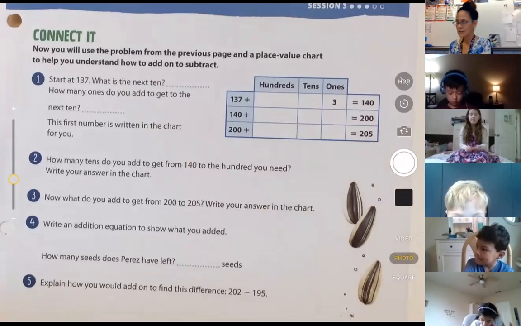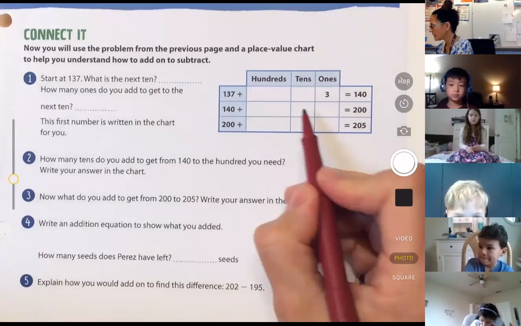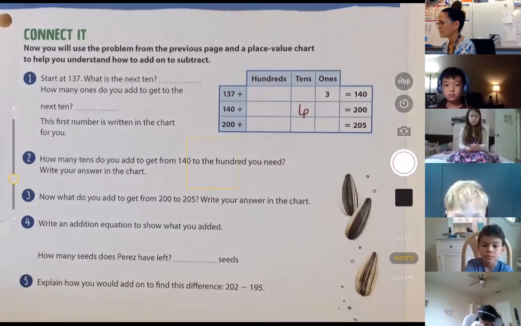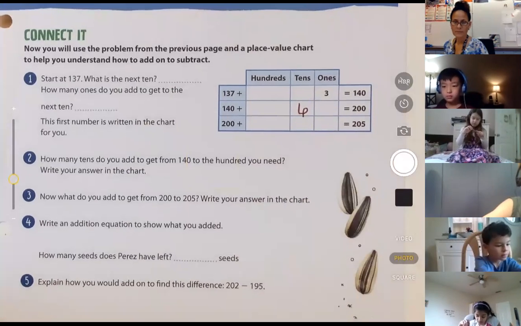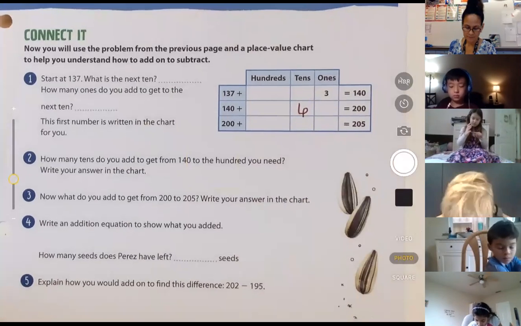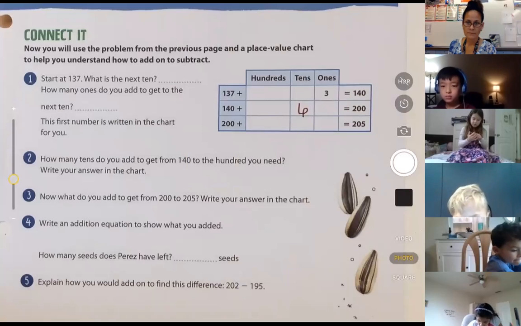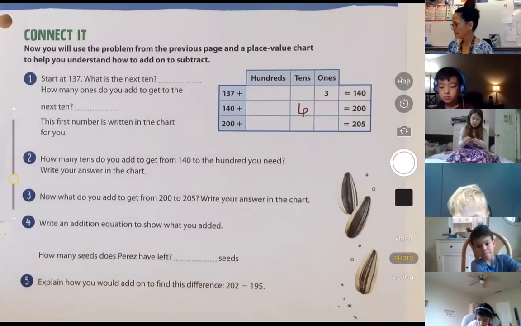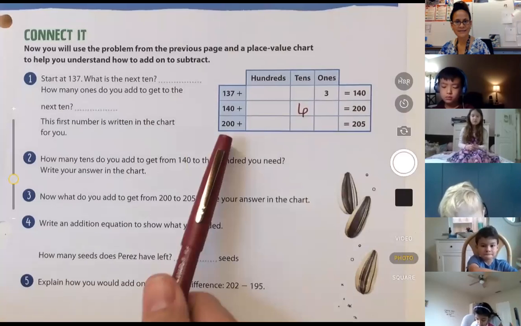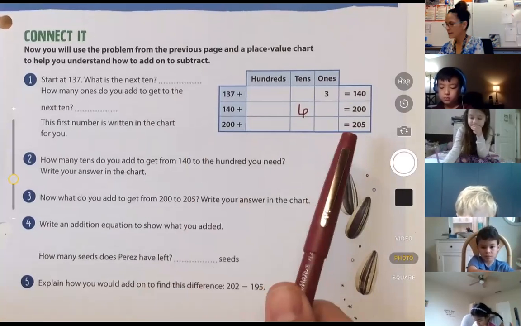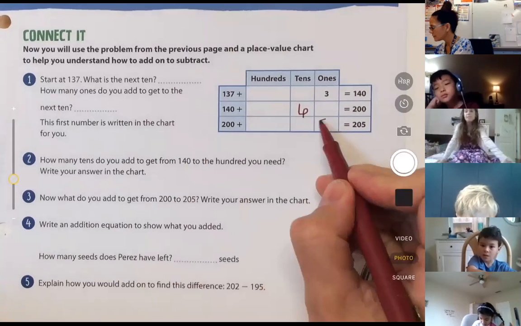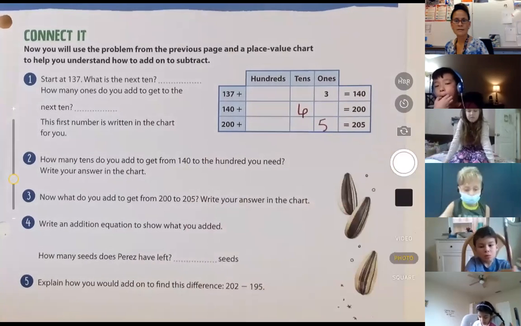And to do that, we will be adding 6 tens. That will give us 200. But we're still not done, because now we're starting at 200 and we have to get to 205. So we need to add 5 more ones.